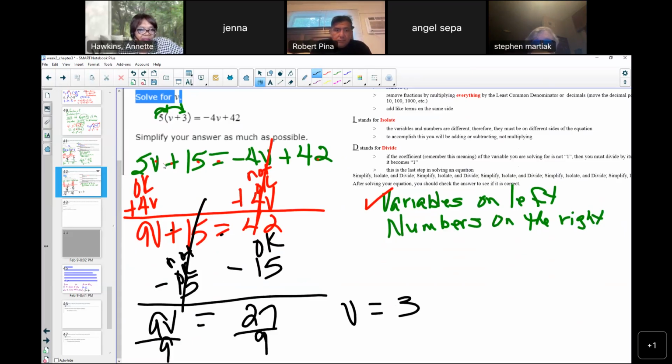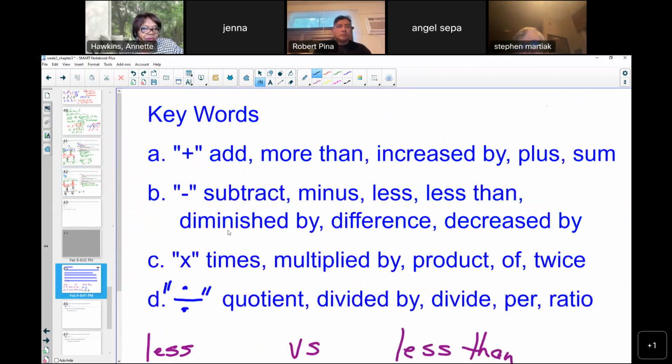Discussion about this. Any questions about solving your equation? Okay. All right, let's go to word problems.